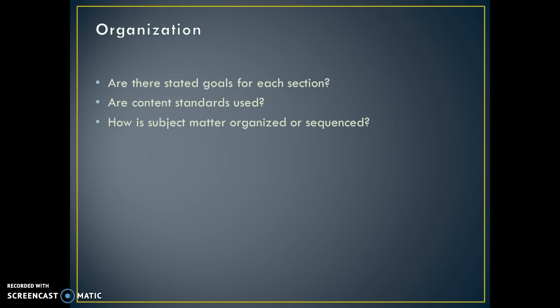Next is, how is subject matter organized or sequenced? It's clear to see that in each section or each unit underneath the standard, it tells you where they are getting their past information. For instance, in Unit 1, it says that the students should know by the end of 8th grade how to solve linear equations in one variable and have applied graphical and algebraic methods to analyze and solve systems of linear equations in two variables. So it clearly relates the information from past courses with what they are going to learn now.